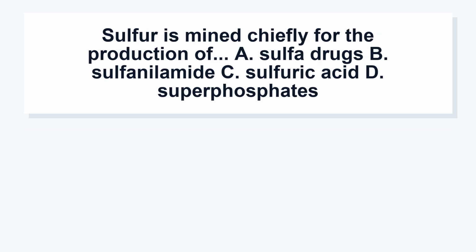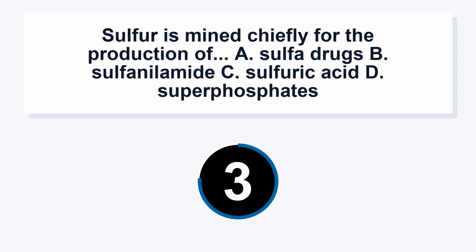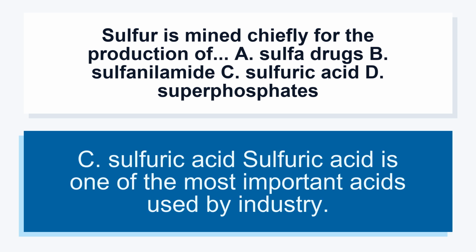Sulfur is mined chiefly for the production of A. Sulfa drugs. B. Sulfanilamide. C. Sulfuric acid. D. Superphosphates. C. Sulfuric acid. Sulfuric acid is one of the most important acids used by industry.